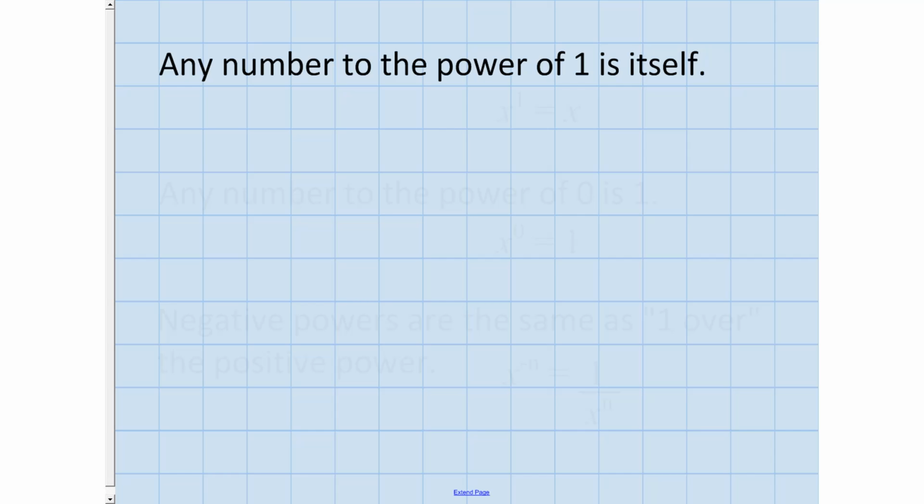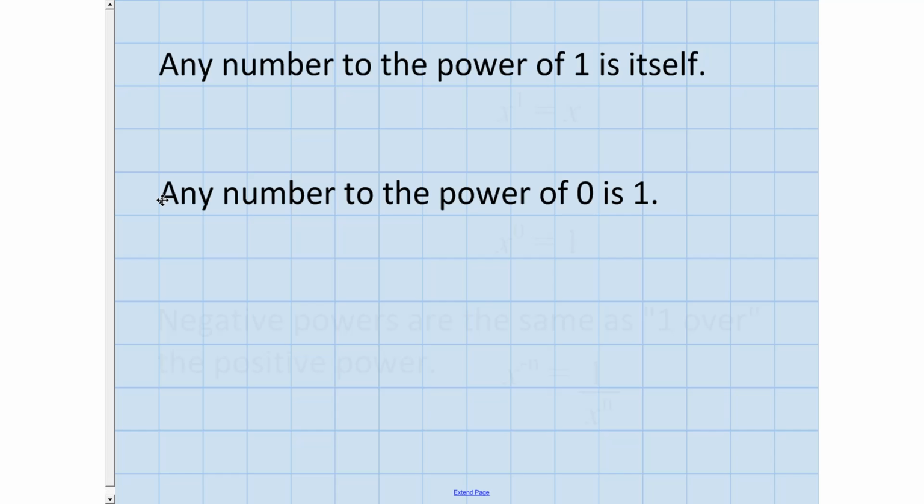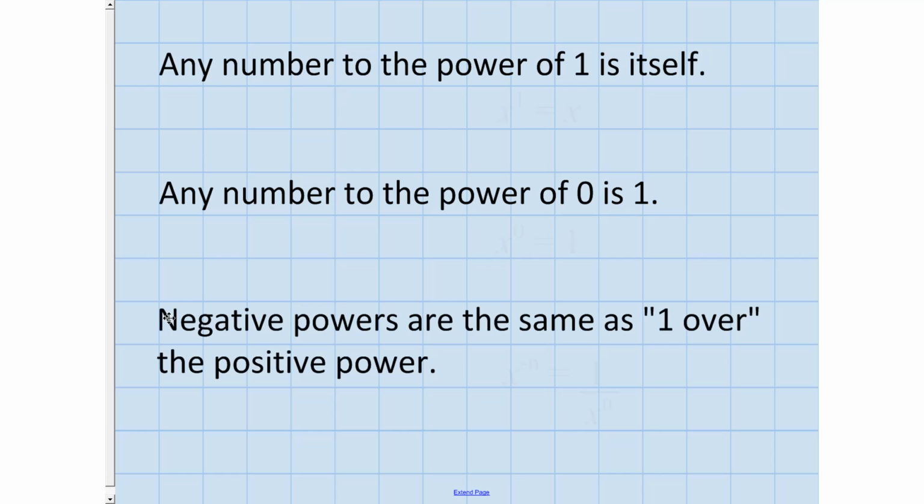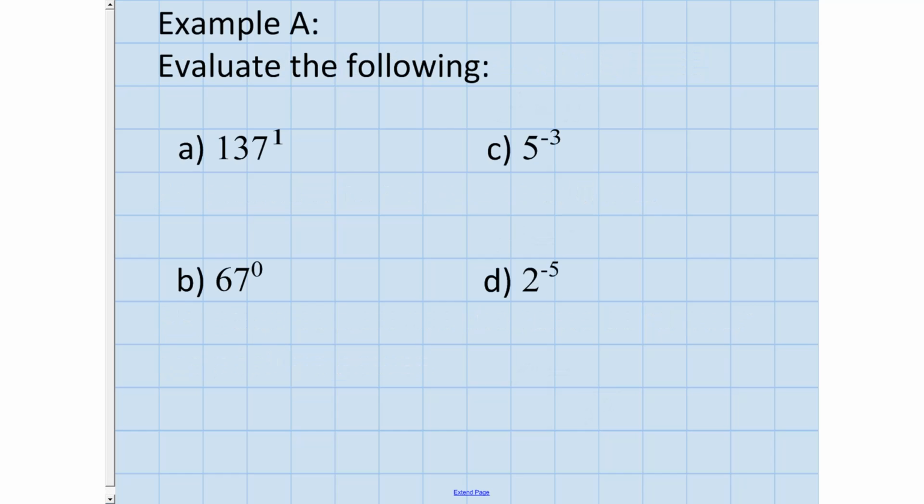Any number to the power of 1 is itself, because it just means there's 1 of the number. Any number to the power of 0 is 1. And also, as I said, any negative powers are the same as 1 over the positive power. So let's use that to answer these questions. A, 137 to the power of 1. Well, as I said, anything to the power of 1 is itself, 137. B, 67 to the power of 0. Well, anything to the power of 0 is 1.